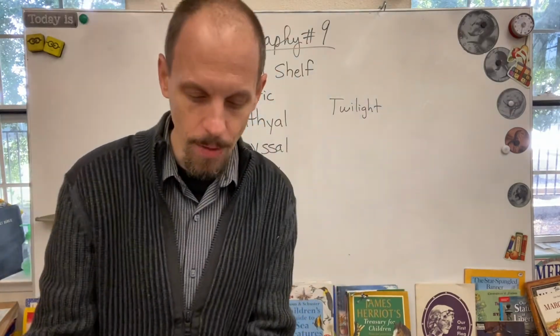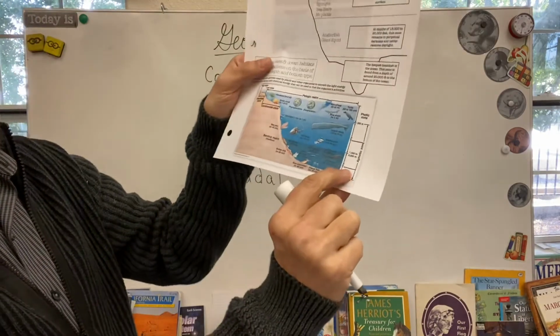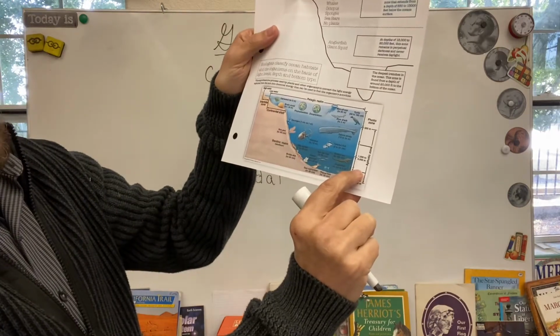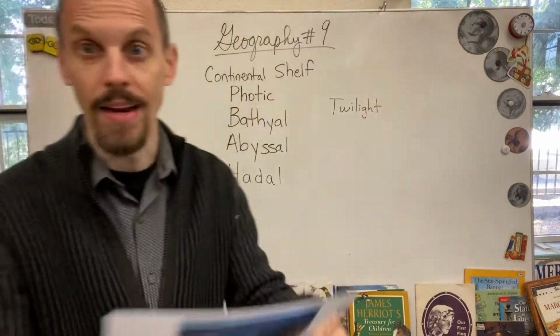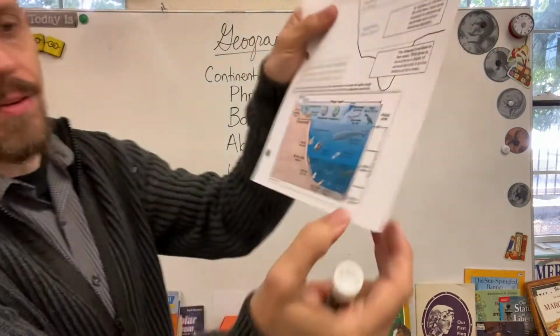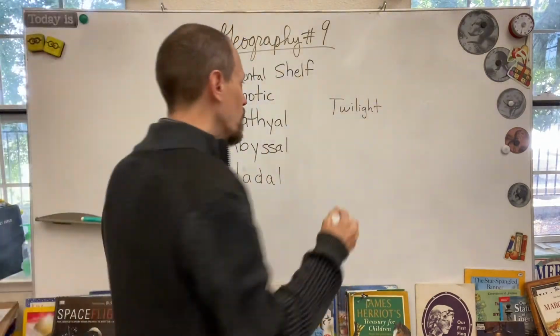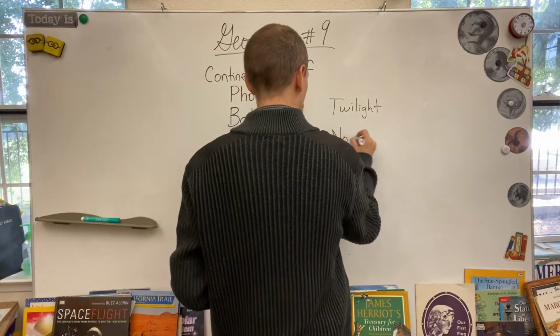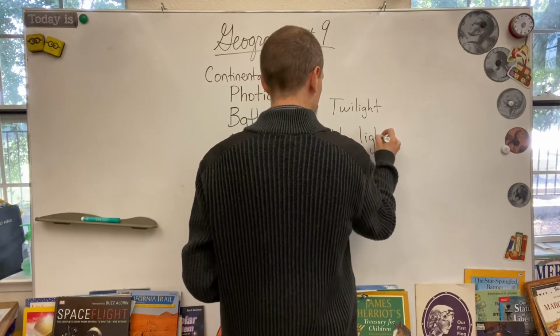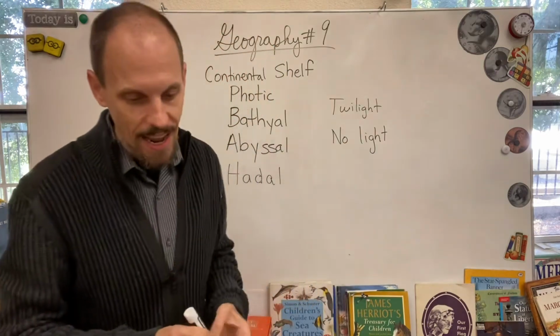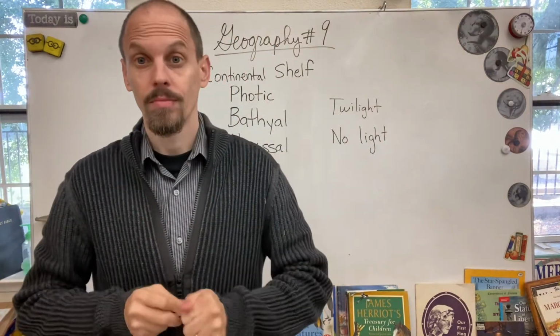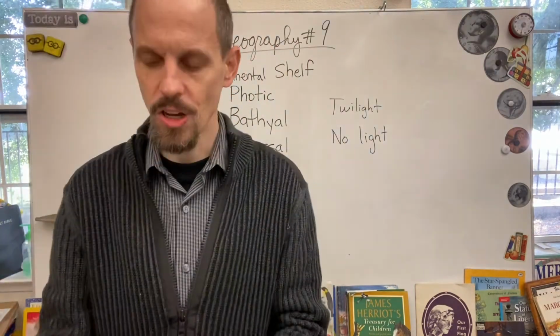Now, down here, what do you think we're going to write here? What kind of light comes here? There's no light. So on this little line right here, I want you to write no light. Okay, light cannot get there at all. Now, let's look on the back of our page.